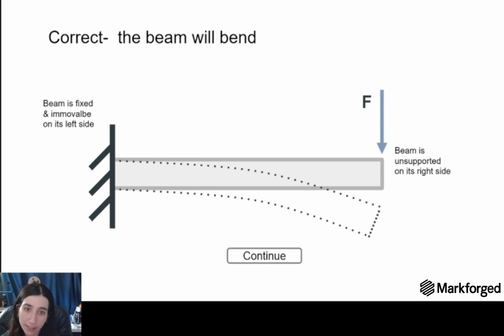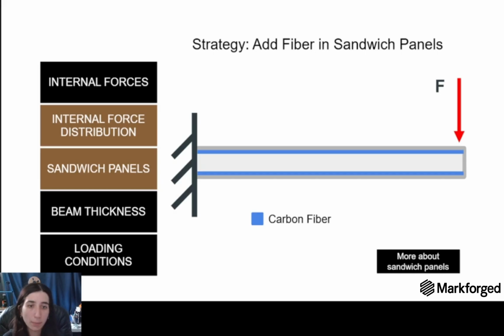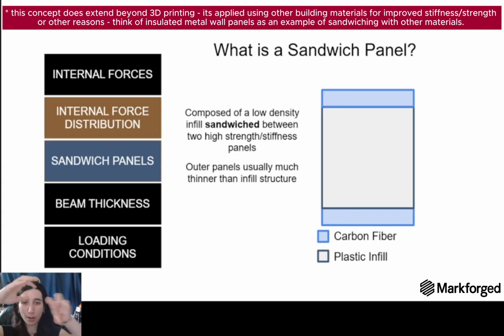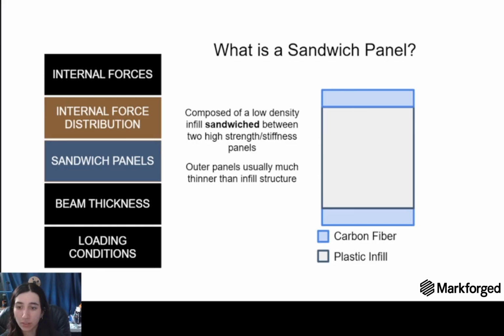When we think about stiffness of a material or a part, it's how much that material is able to withstand flex. So for example, if we have a beam like this that's fixed and immovable on one side and you apply force on the other, the beam will bend. One strategy to minimize this would be to add fiber in sandwich panels, where the blue indicated here are continuous fibers. If you're not familiar with what a sandwich panel is, you sandwich a normal polymer, in this case the chopped fiber Onyx, between top and bottom layers that are the continuous fibers, depending on the thickness of the beam itself, and each section can improve the stiffness of the material.